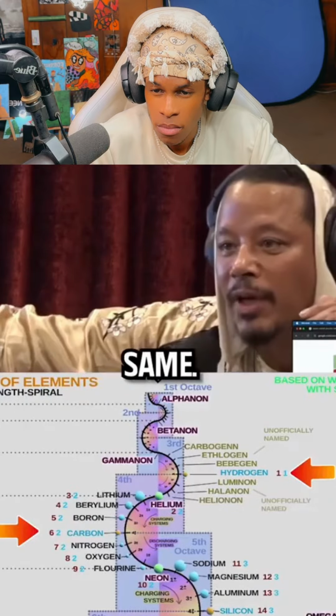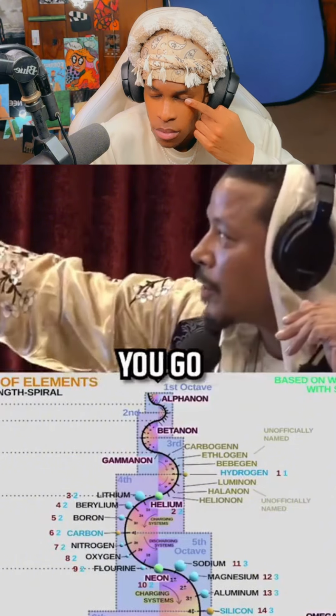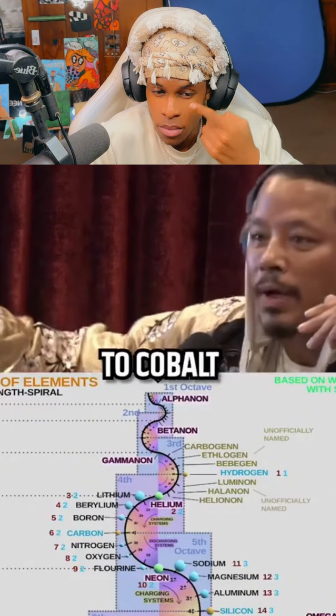What do you mean by tone? Same tone, same QV. 40.5 hertz. The next one would be like 81 hertz. You go to silicon, it would double up and would be 162 hertz. You'll go to cobalt and it'll be 324 hertz.